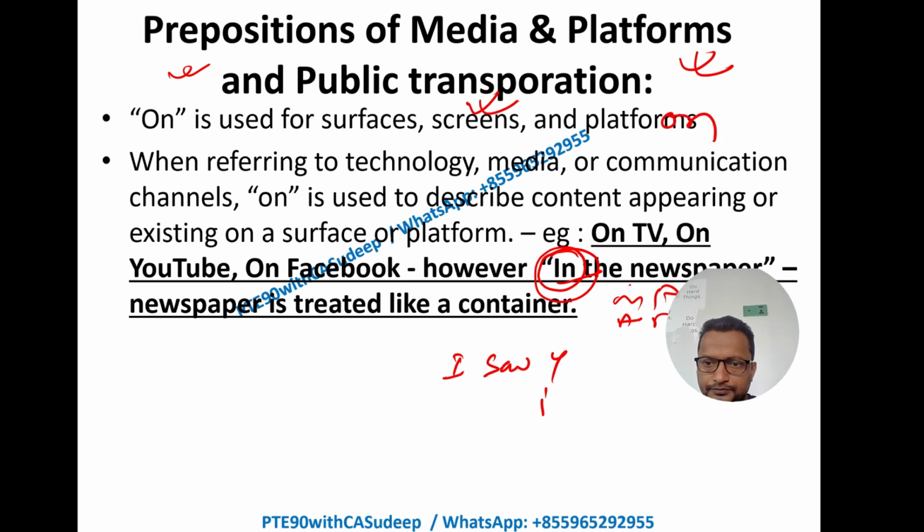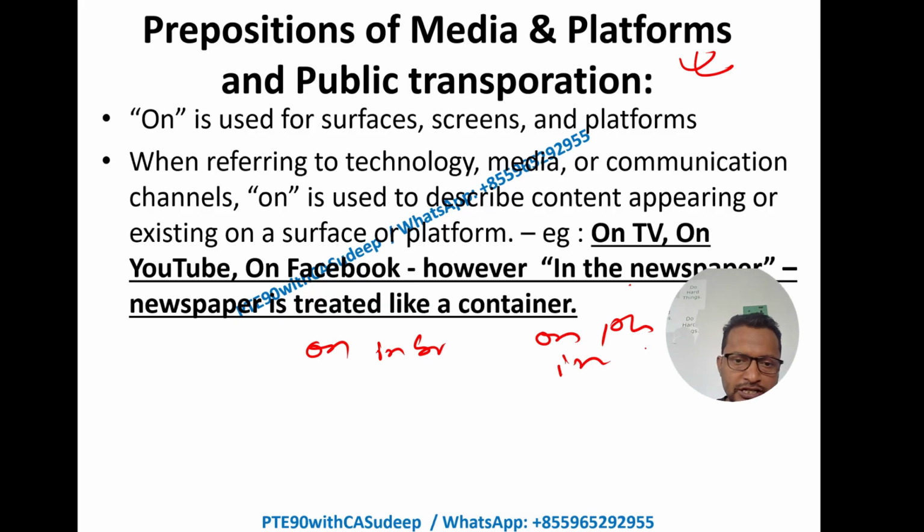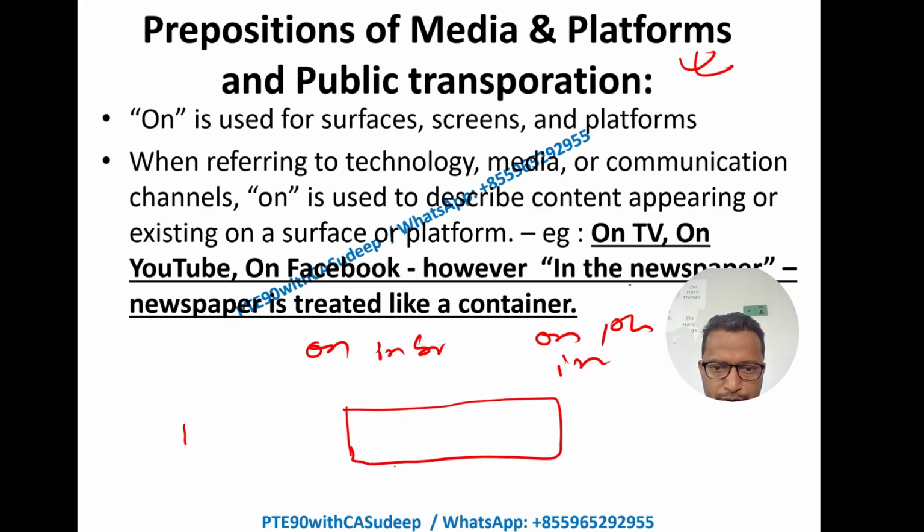And then prepositions of public transportation, right? So the general confusion is on the bus or in the bus, on the plane or in an aeroplane, right? So there's a simple concept here. If you are referring to that particular public transportation, and in it you can stand, pay attention to this picture, you can stand and walk here and there, then put on.